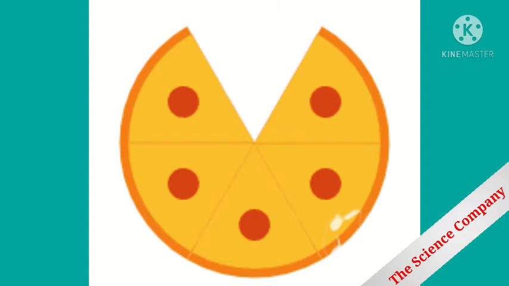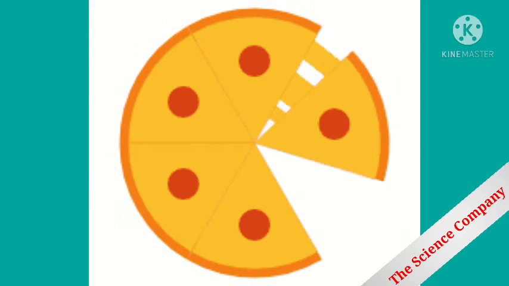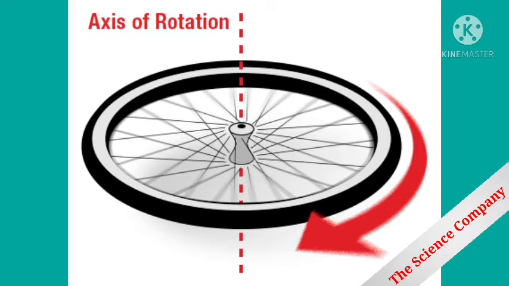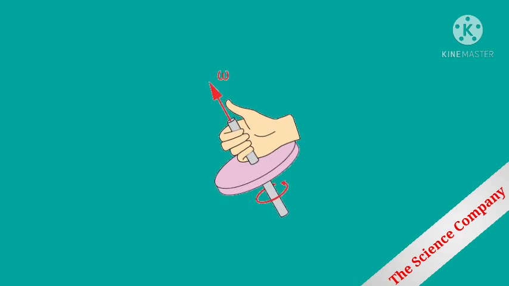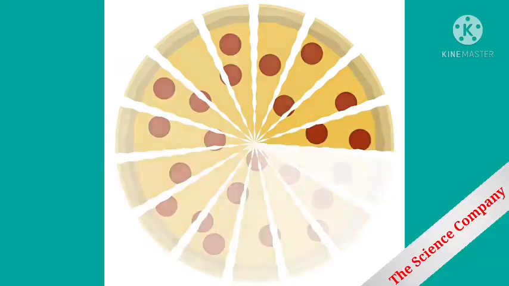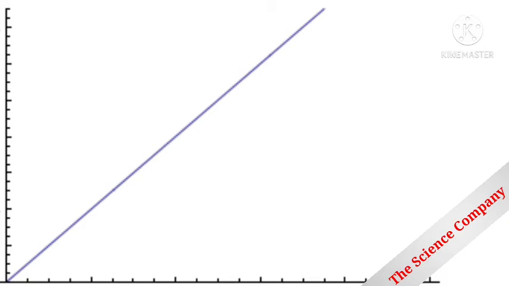Angular velocity is the rate of change of angular displacement and can be described by the relationship omega equals delta theta over delta t. Angular velocity can be considered to be a vector quantity with direction along the axis of rotation in the right-hand rule sense. If the angular displacement happens smoothly like this, then the graph would be like this.